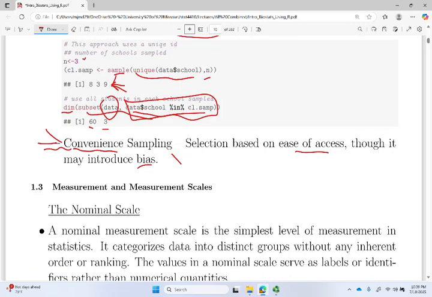Okay, so it's 27 minutes, so I'm going to stop it here, and we'll pick it up with measurement scales in the next video.